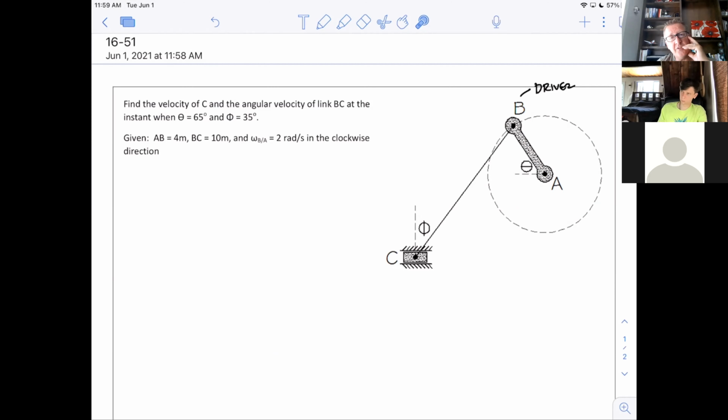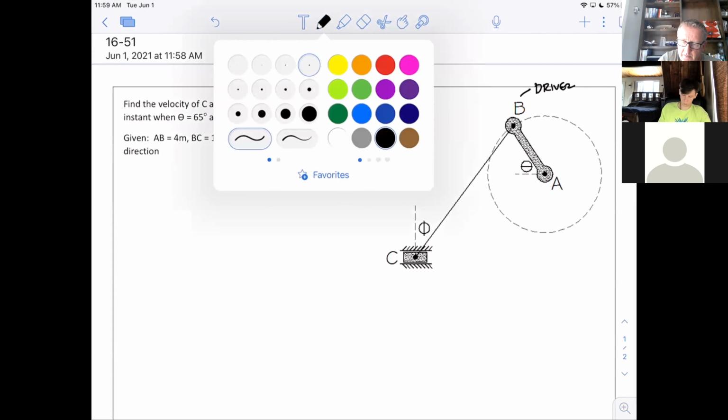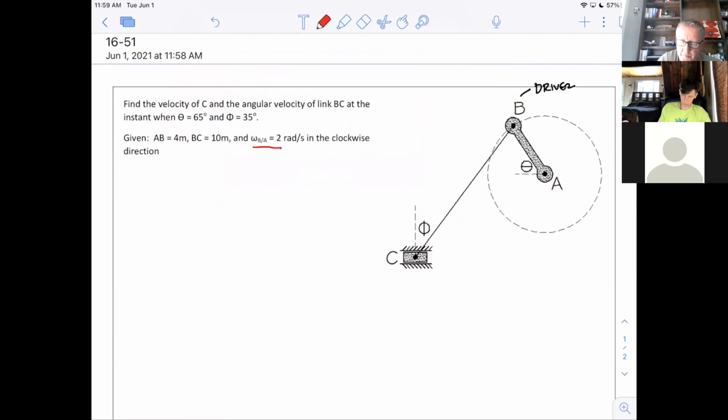So this time B is the driver. And what do you know? Well, you're given the rotational speed. Notice I even worded this nicely, at least the way I consider it, to make some sense. I said the rotational speed of B as it moves around A is 2 radians a second.